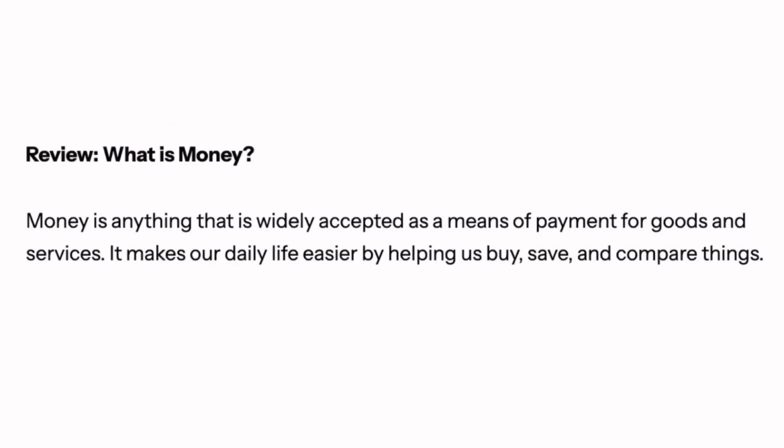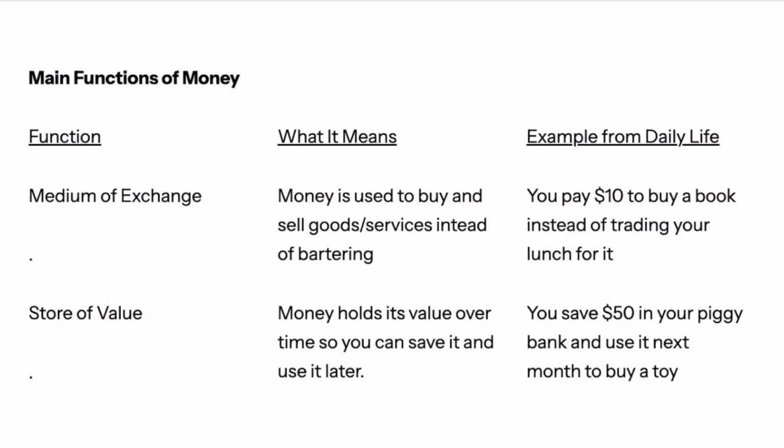To first review what we've already talked about, what is money? Money is anything that is widely accepted as a means of payment for goods and services. It also makes our daily lives easier because it helps us buy, save, or compare things. To be more specific, we can now talk about the main functions of money.